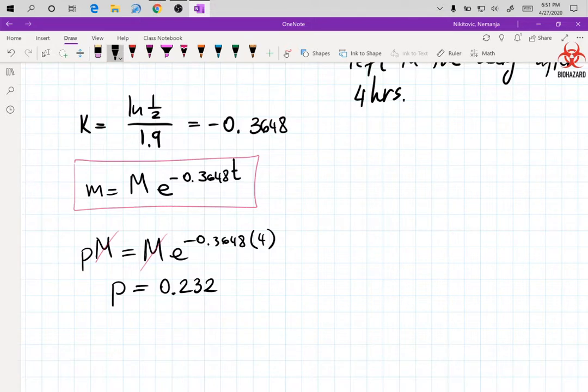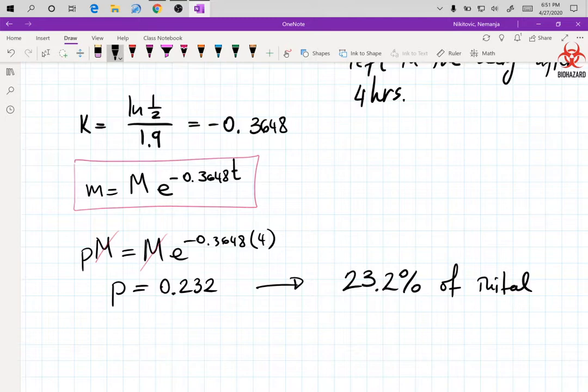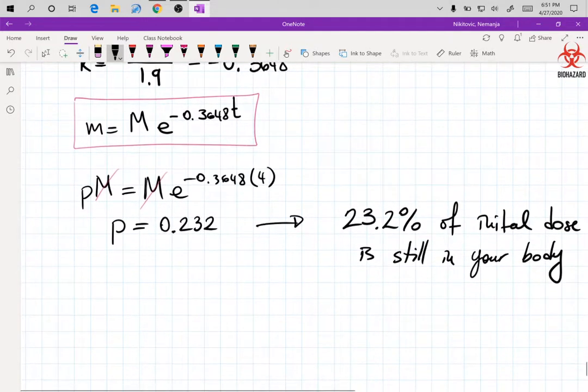0.232. This means that 23.2% of the initial dose is still in your body. Then you take another full dose, and what is that full dose? 100%, which means now you're ending up with 123%.